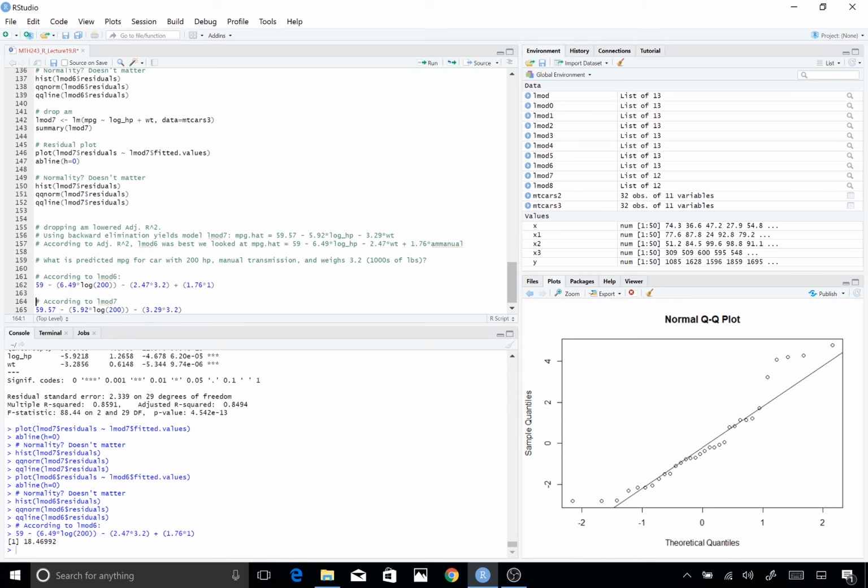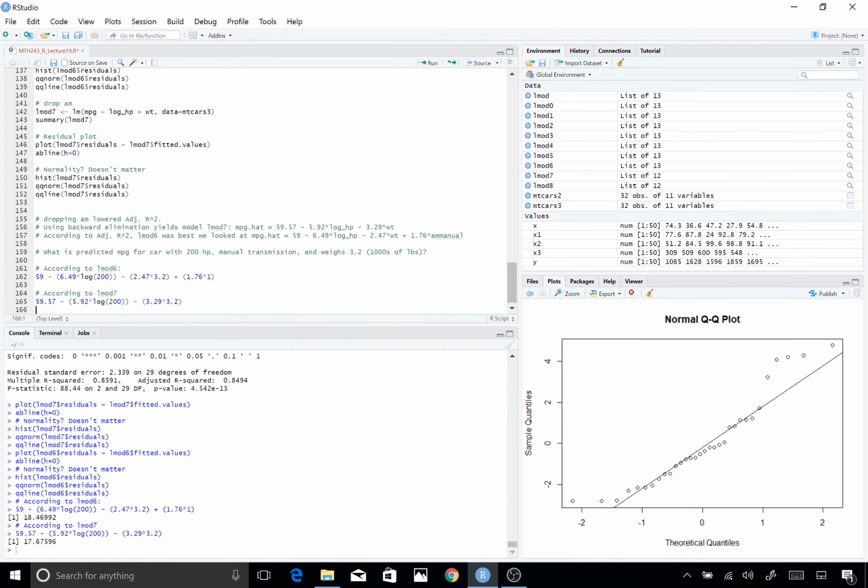And that is 18.47. And according to model 7, it's 17.68. You see they're slightly different predictions.